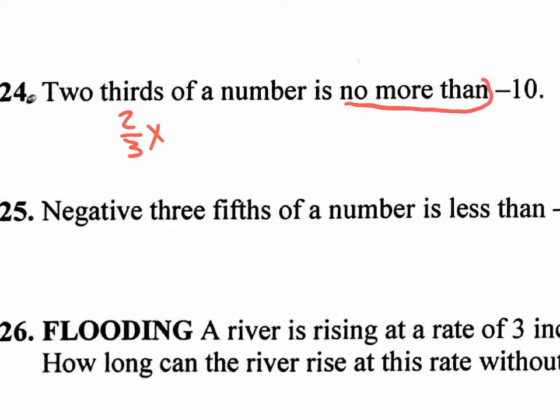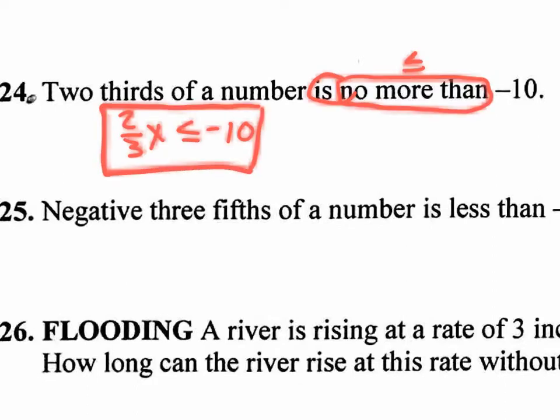What the heck is no more than? Less than or equal to. Yeah, less than or equal to. That no more, it makes it less than. You got to think opposite of what you see. So 2/3 x is less than or equal to -10. Now this will be on the quiz Friday, so make sure you understand that no more business or no less than business. Anyways, that's your inequality.